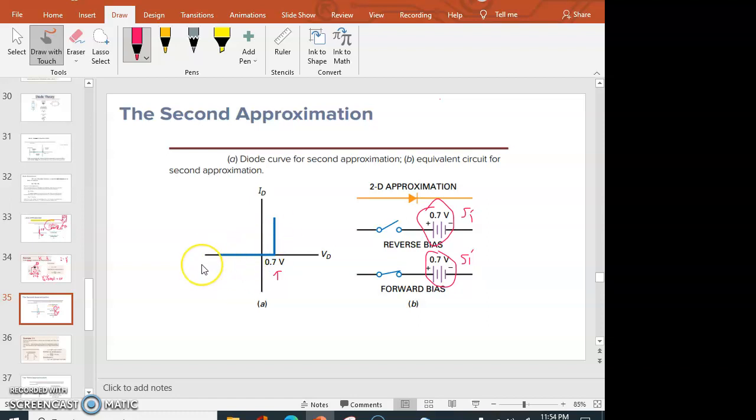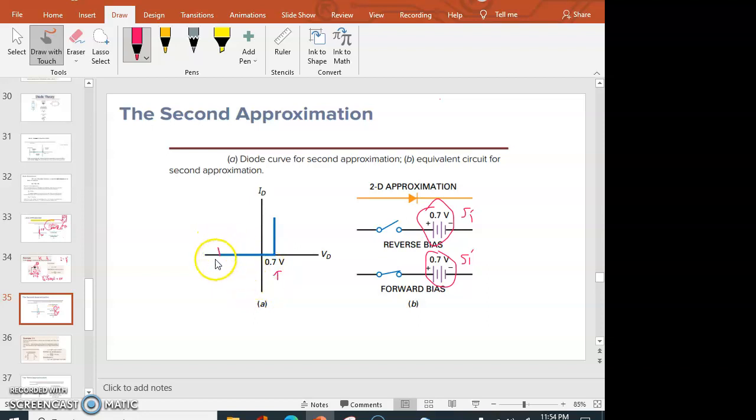On the other hand, under the reverse region, obviously there is no diode current because we see the diode as an open switch with the barrier potential. So even if there is a barrier potential, as long as it is under reverse bias, the diode is like an open switch, so there is no current that flows through it. The diode current is simply equal to 0.